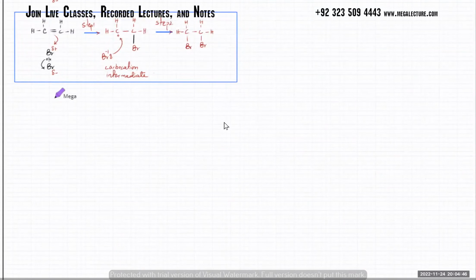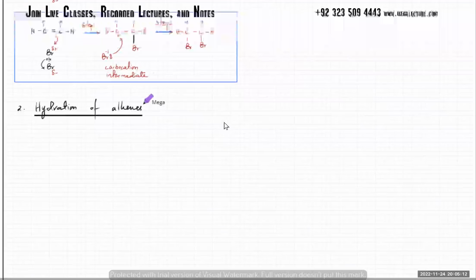So the second reaction is going to be, and again, this is electrophilic addition, the hydration of alkenes. So this is hydration of alkenes. What's going to happen in this reaction is, okay, you're going to have an alkene, and you will have a water molecule.